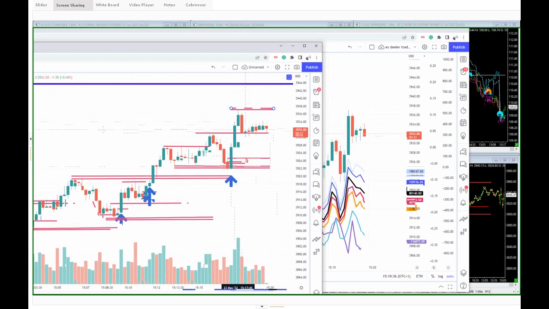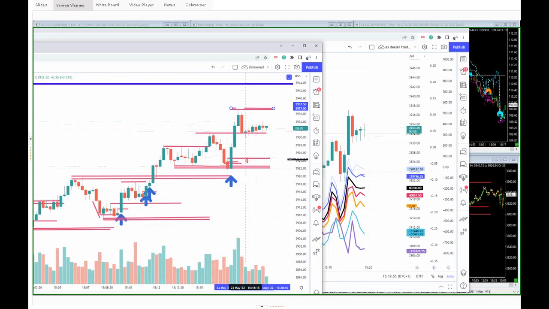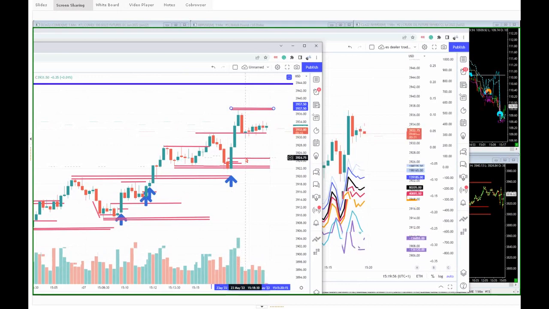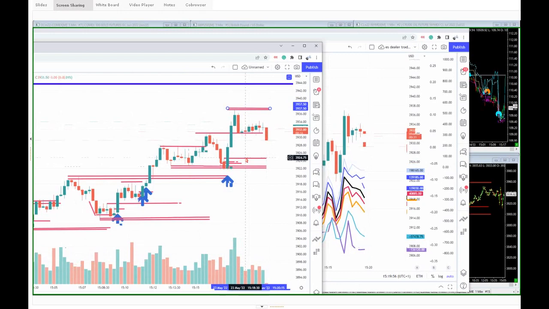That's the current structure. It's a buy trade, and it's only a buy trade at the moment, unless it takes out 22, or unless it takes out 37 halves. So it's only a buy trade in terms of structure.